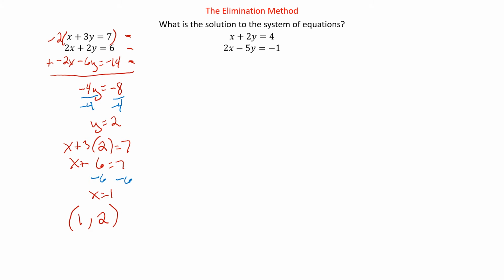Try this one. It's going to be very similar to the one we just did. x plus 2y equals 4. 2x minus 5y equals negative 1. All right, so multiply to get one of the variables to have the same number in front. I'd recommend the x's just like we just did. And then solve. So go ahead and pause, do the problem. When you're ready, come on back and push play.